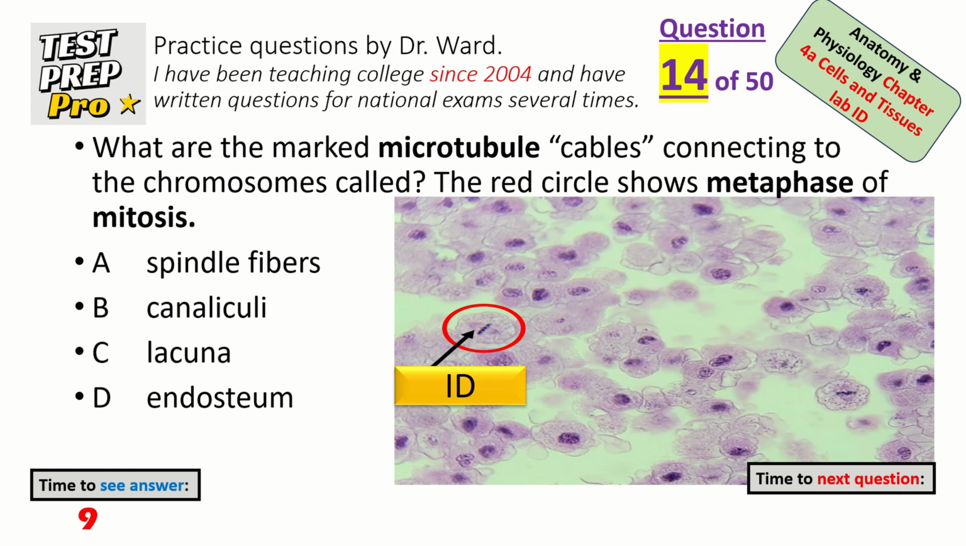What are the marked microtubule cables connecting to the chromosomes called? The red circle shows metaphase of mitosis. Spindle fibers. They pull the chromosomes apart.